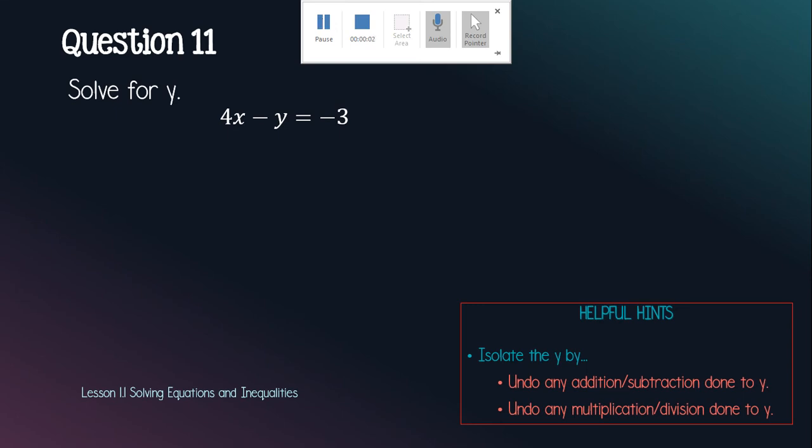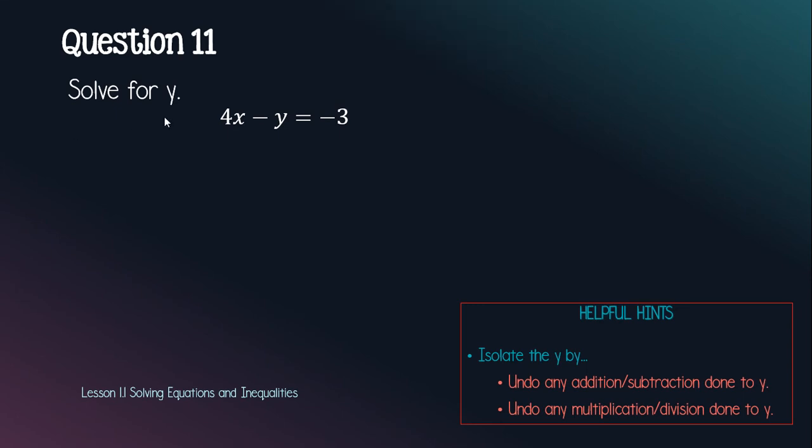Question 11, solve for y. 4x minus y equals -3. Our helpful hints say to isolate the y, and to do that we first want to undo any addition or subtraction that's being done to y.